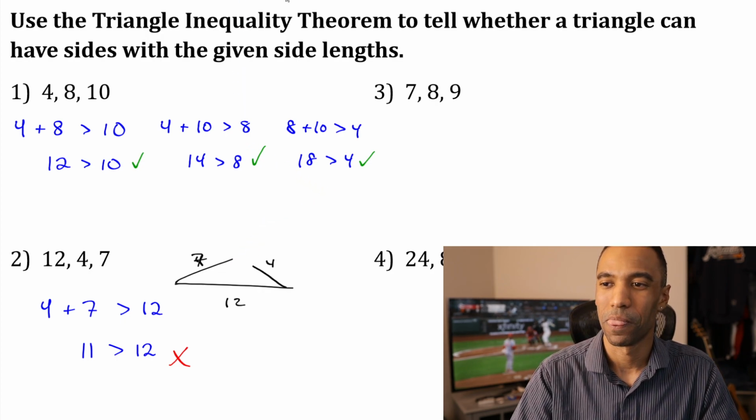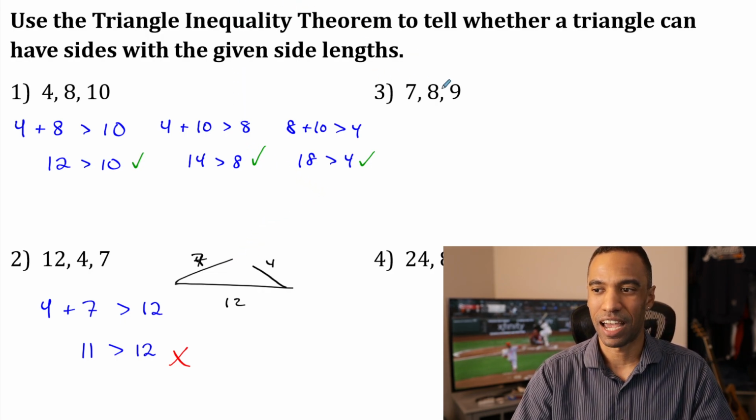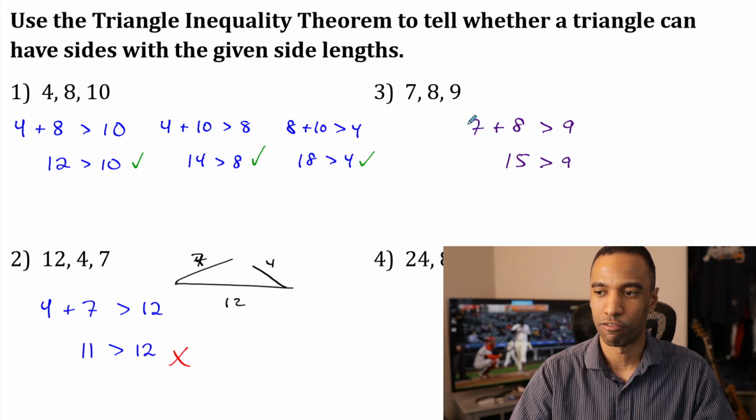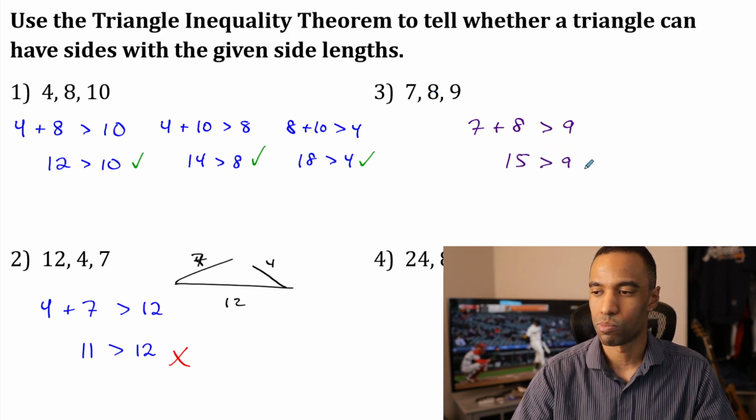There they are. All right, number 3, 7, 8, and 9. Well, is 7 plus 8 greater than 9? You betcha. 15 is greater than 9, therefore. And remember, I tested the two smallest side lengths there.